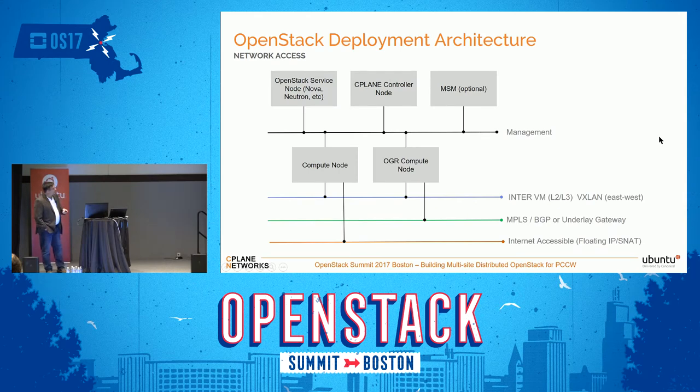Here's an example of what the physical topology looks like. We take floating IP and SNAT into the compute nodes. We have an OGR node that goes to an MPLS network. We've got standard Nova services, Ceph services, and our multi-site manager capability, which then provisions over the top of OpenStack.